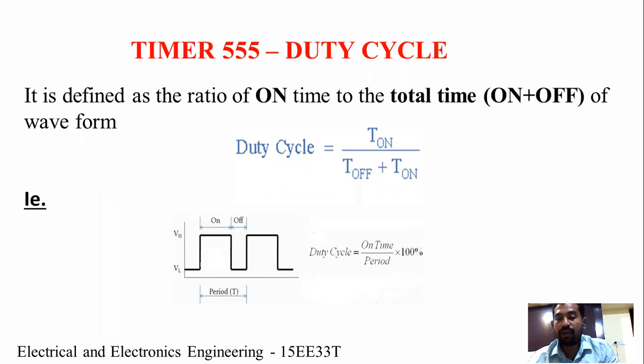Duty cycle is t on divided by t off plus t on. Here, this is the waveform for the duty cycle, that is VH and VL. This is the on time, this is the off time. Here we are going to get pulses. Duty cycle is equal to on time divided by time period times 100%. This is the formula to calculate the duty cycle.